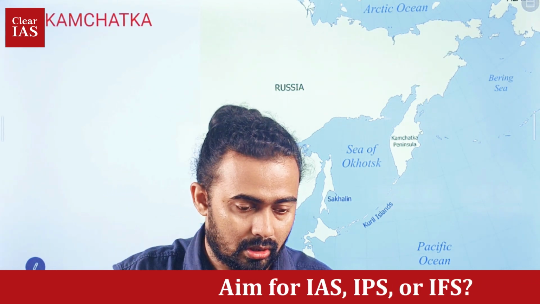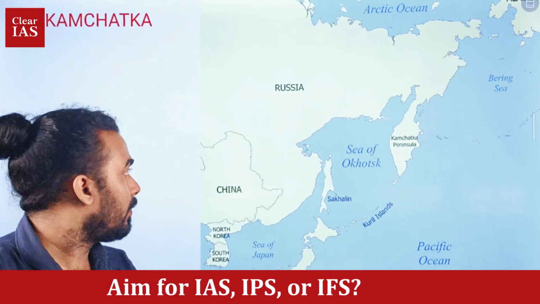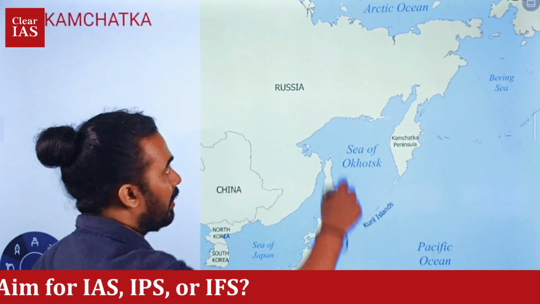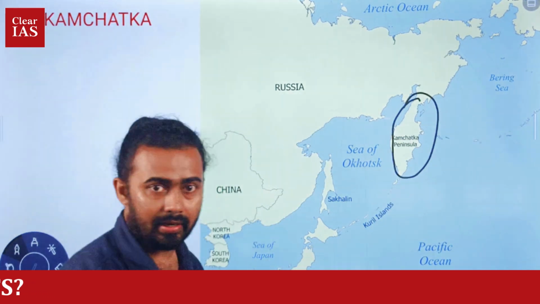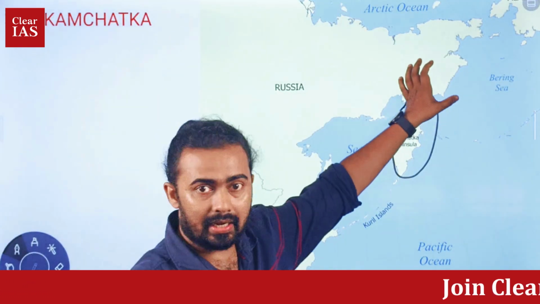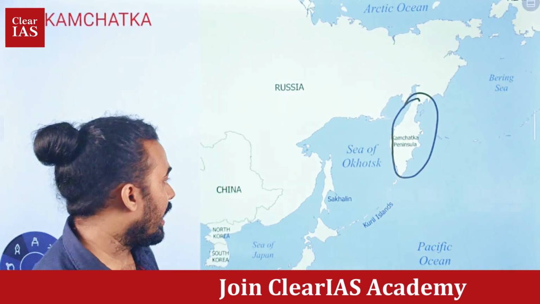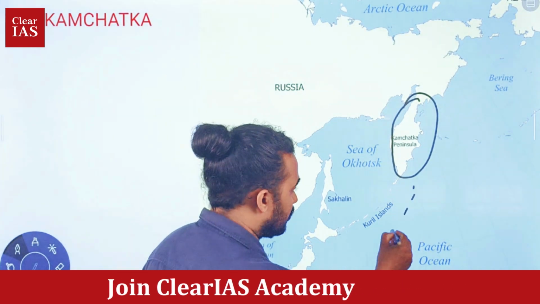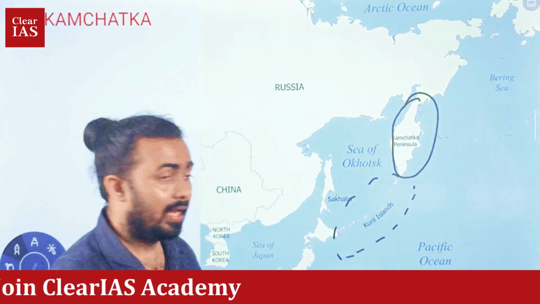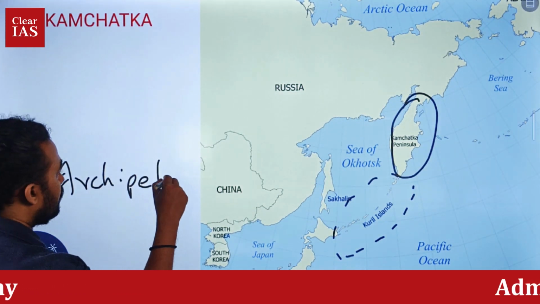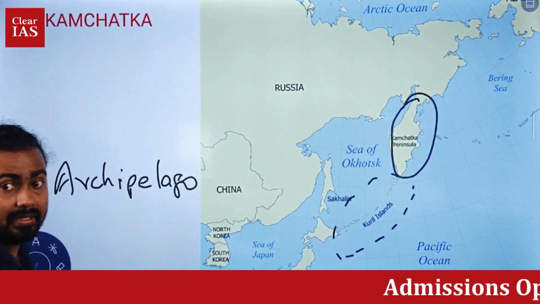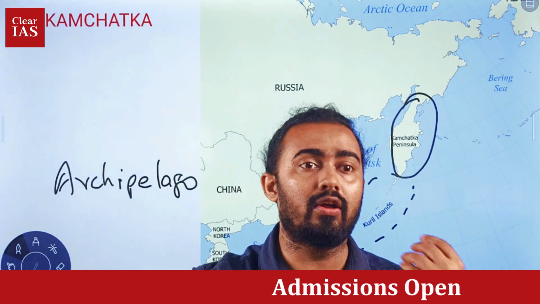It is a very powerful earthquake. You can see this here. This is the entire Russia, the largest country of the world, and you can see the Kamchatka Peninsula here. It is one particular area extending outwards into the Pacific Ocean, and there is a group of islands, a small group of islands here, and that is called an archipelago. Archipelago means a group of islands or a chain of islands.